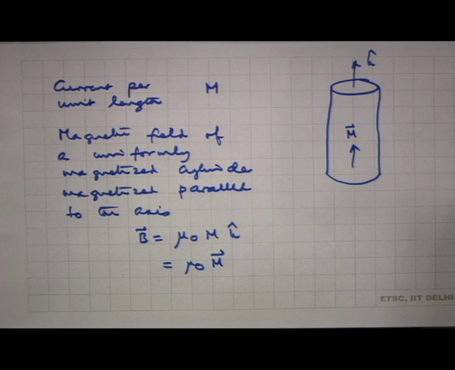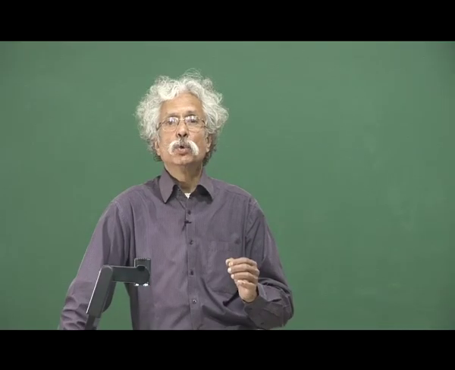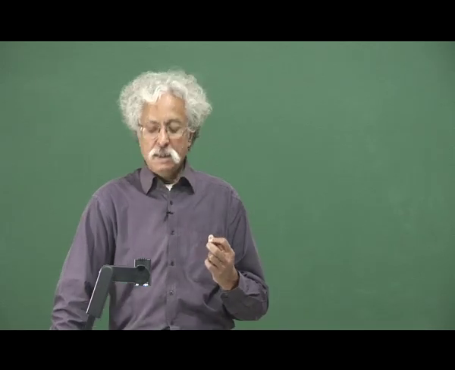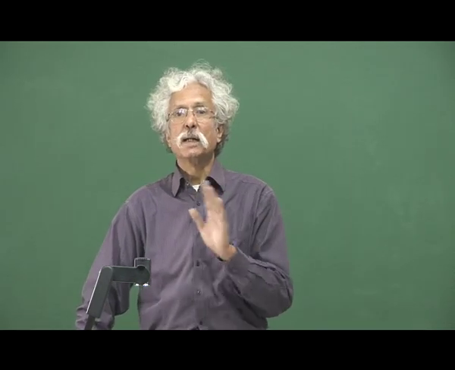So, first of all, I have tried to show that a uniformly magnetized object is equivalent to a current on the surface. The current per unit length is simply magnetization. Please remember, the surface is perpendicular to the magnetization I am considering.